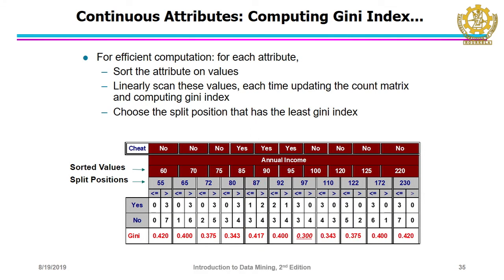You do the same thing for all the splits. So, let us say here you do it for 55, as you see this will be the maximum value here. Similarly, 65 and so on, and then you find the minimum. The minimum is somewhere here, and then what will be the split? 97. So, I stop now.